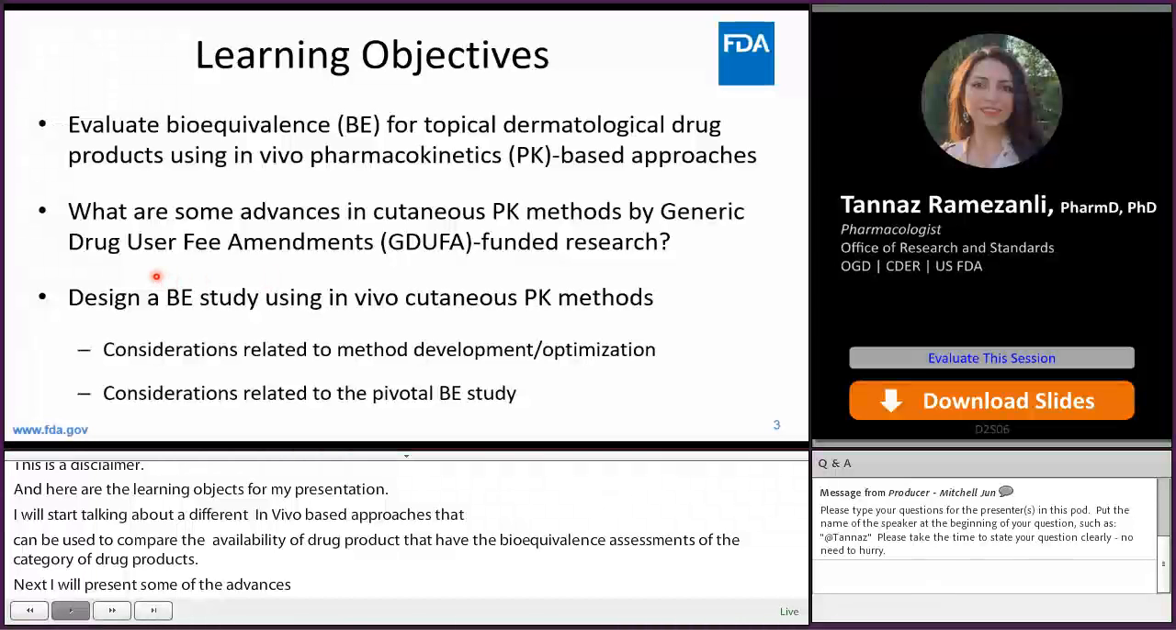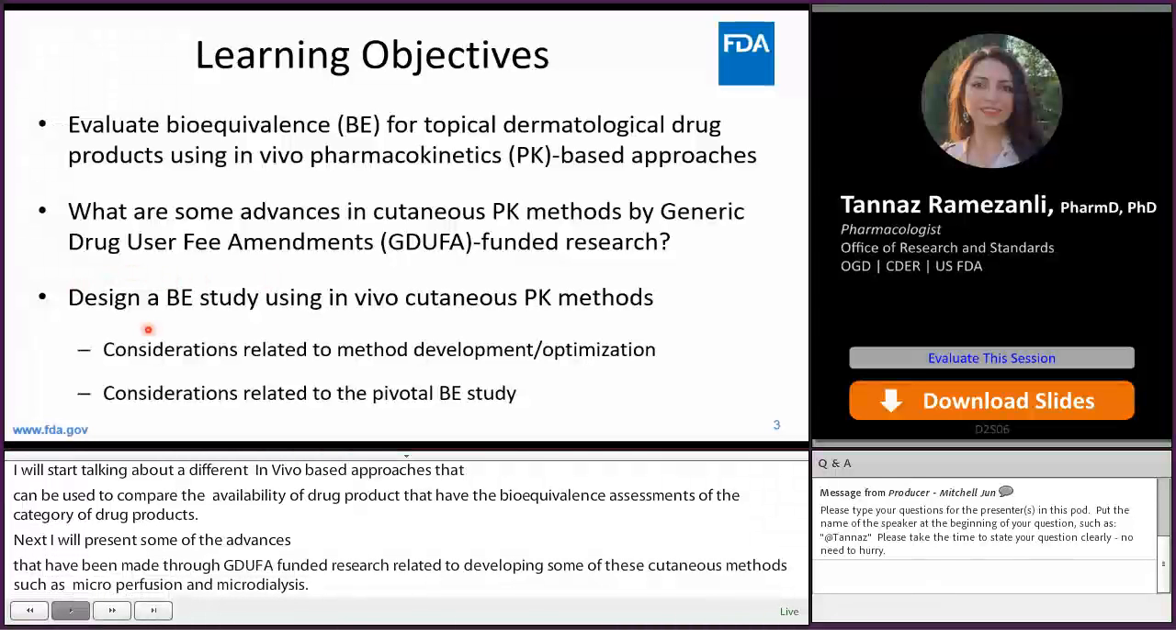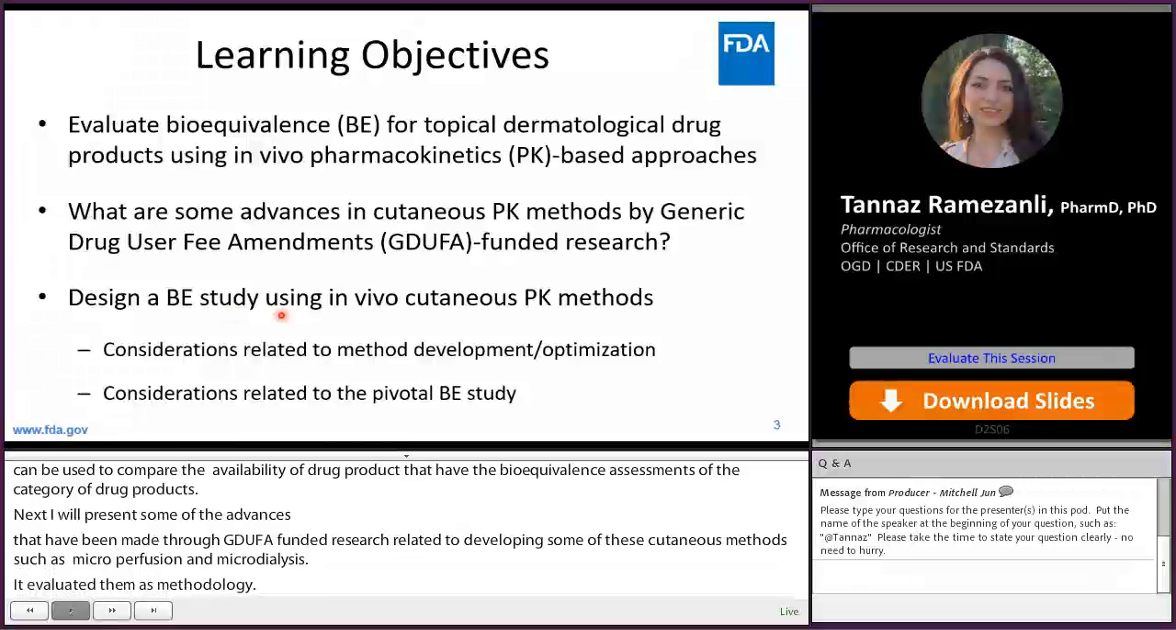The remaining portion of the presentation will cover how to design a bioequivalence study using in vivo cutaneous PK methods, what to consider during method development and optimization studies, and what to consider for the pivotal BE study.